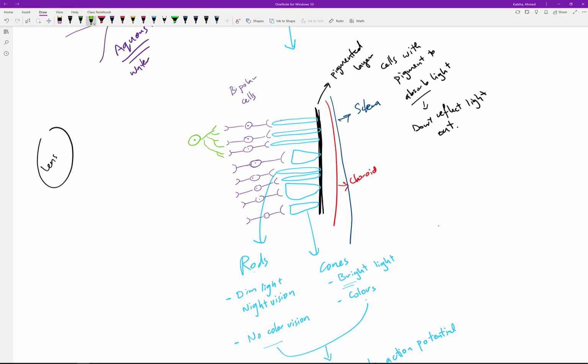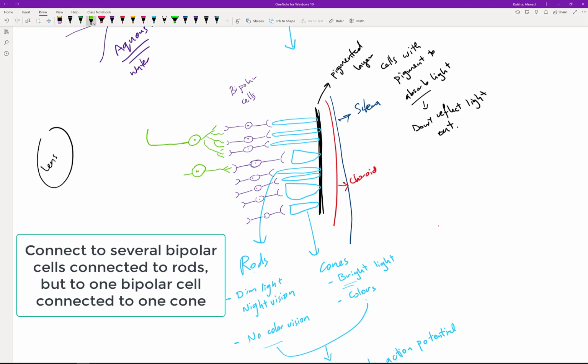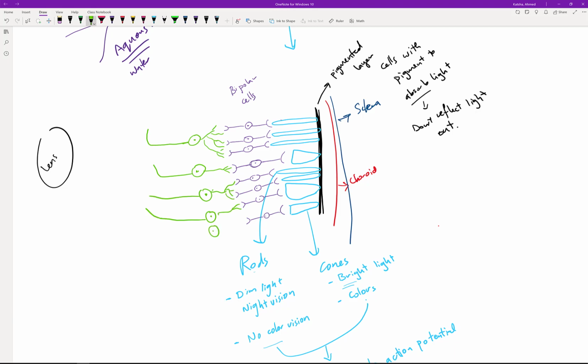Those dendrites might connect several bipolar cells and they take the action potential. We'll talk about their axons in a bit. But those ganglion cells, usually also one ganglion cell would connect to one cone, whereas for the rods, one ganglion cell might connect to several rods. Now, the special thing about those cells is that they have long axons. And those axons will form the optic nerve.